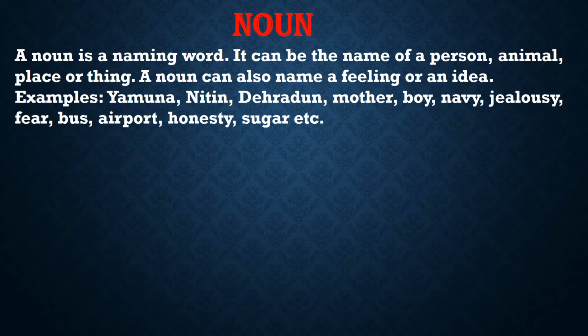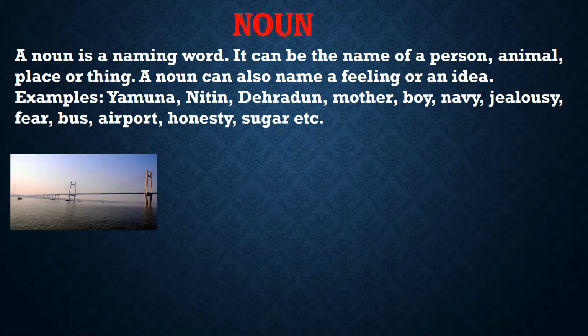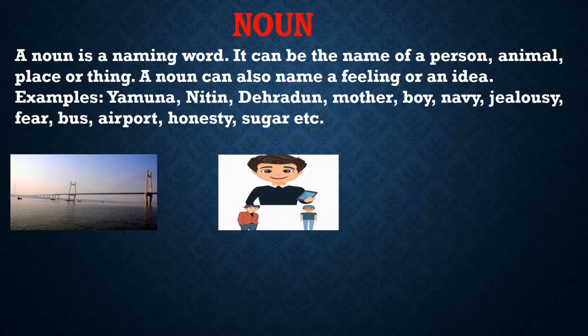Now just look at a few pictures. Here you can see that there is a river, or an ocean you can say. If we are talking about a river, you can call it Yamuna, Ganga or anything. So that is a noun. River is also a noun, ocean is also a noun, Yamuna is also a noun. Here you can see there is a boy, and 2 boys of small size. You can say it is a boy or a man. That is also a noun.